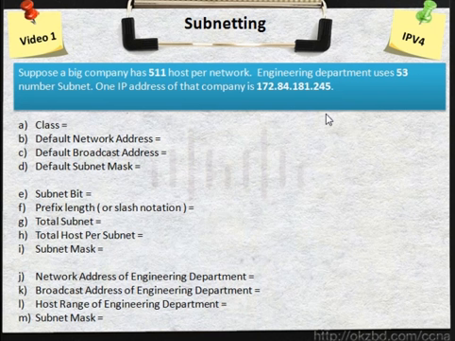172.84.181.245. From this information, we have to find out the class, default network address, default broadcast address, default subnet mask, then subnet bit, prefix length, total subnet, total host per subnet, and subnet mask. After that, we'll find out the network address of the engineering department, broadcast address, host range, and subnet mask.